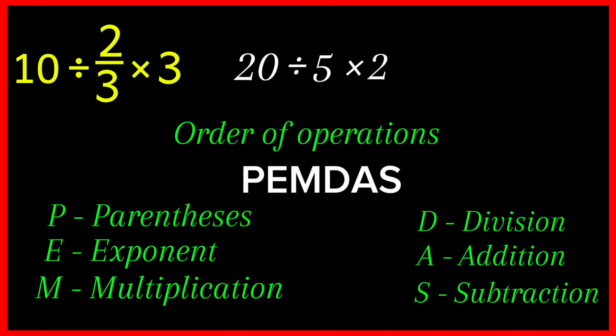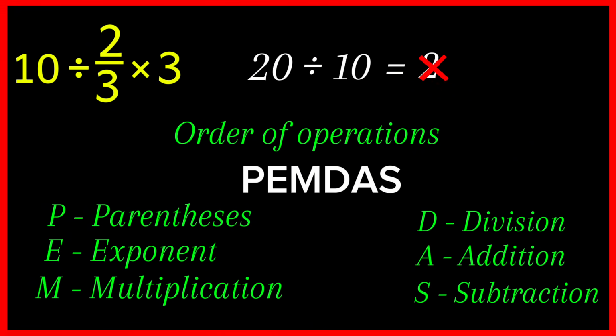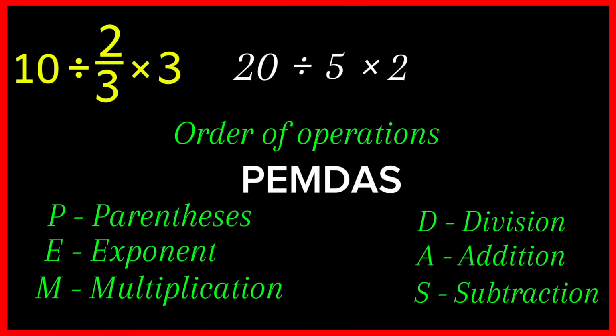If you take 20 divided by 5 times 2 and you multiply 5 and 2 first, you get 10, and then 20 divided by 10 is 2. But that is wrong. The correct way is to go from left to right. 20 divided by 5 is 4, and 4 times 2 is 8. Two completely different answers just because of order. That's how powerful this rule is.